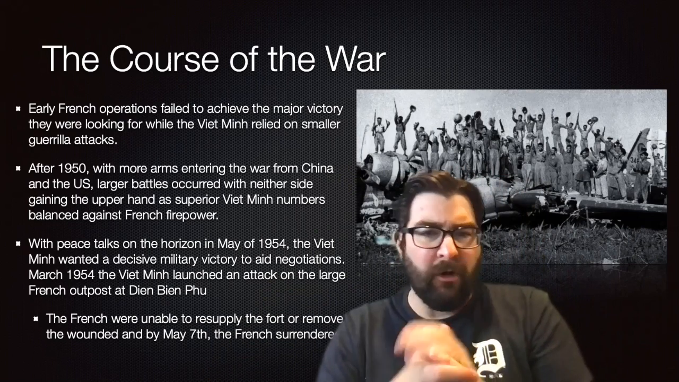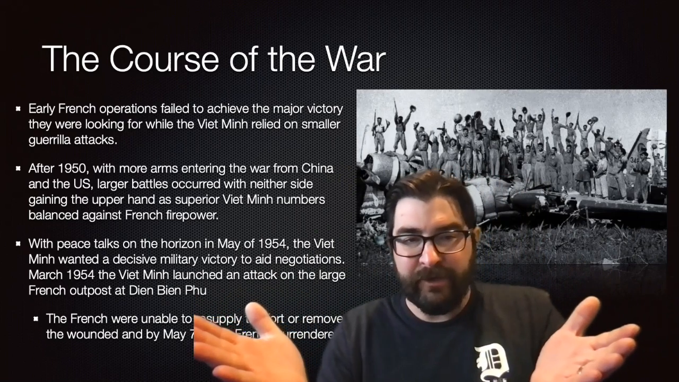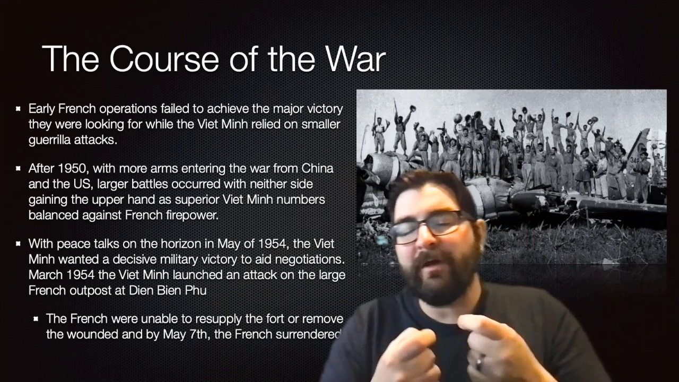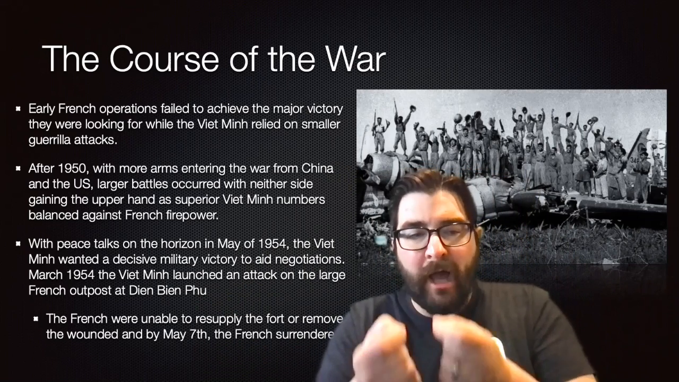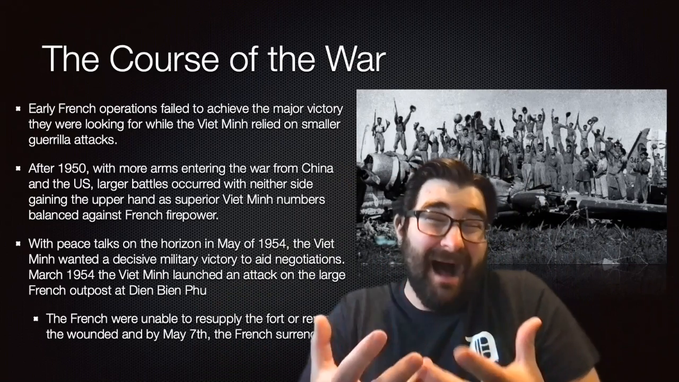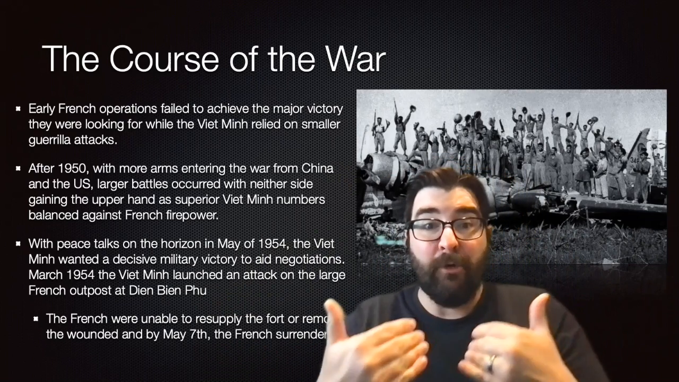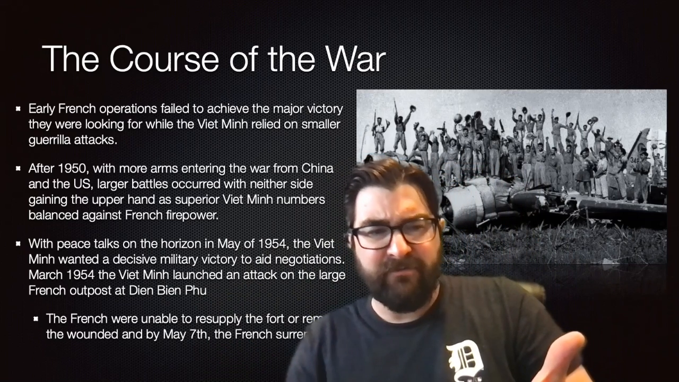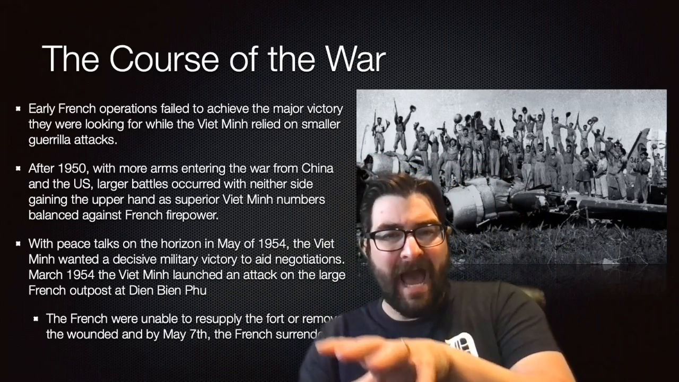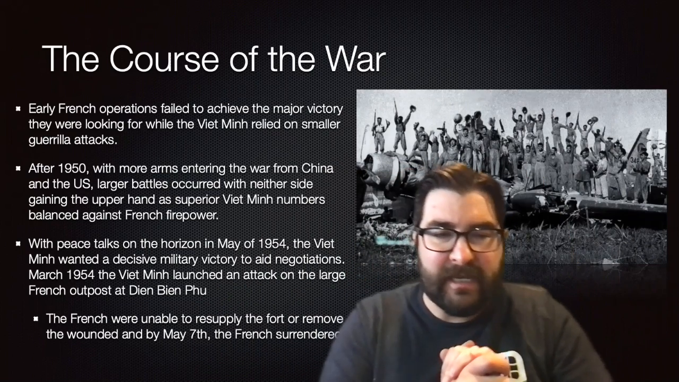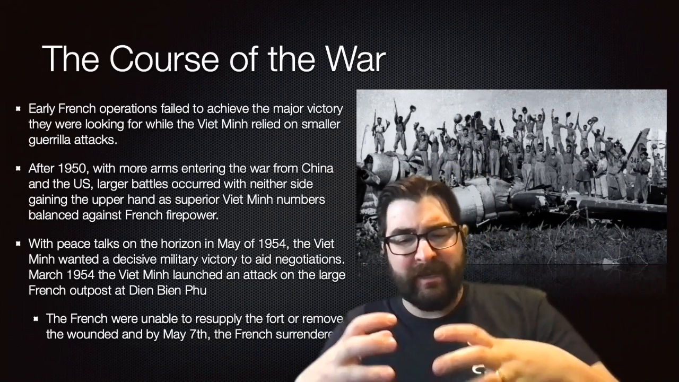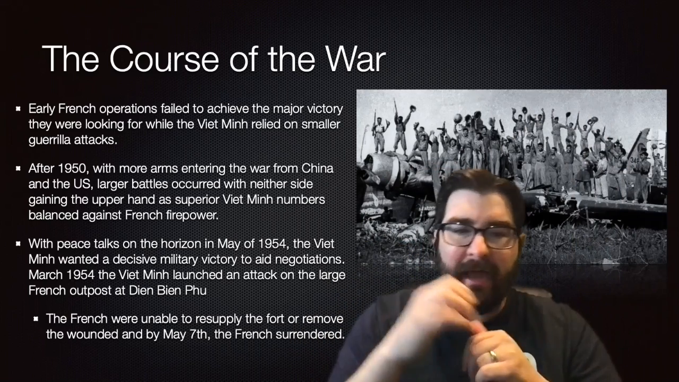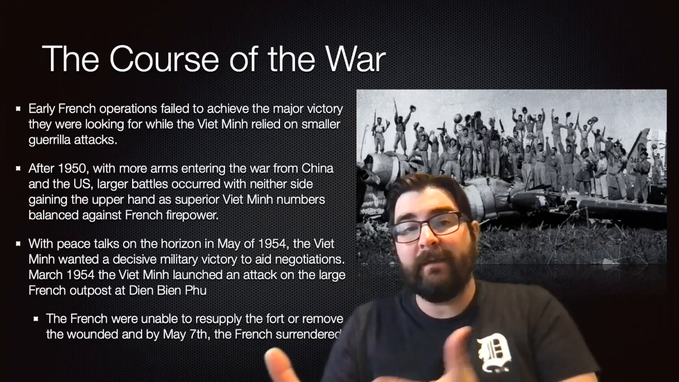By 1954, the war has gone on for nearly 10 years, and peace talks are on the horizon to bring this conflict to an end. And this is where the Viet Minh are pushing for one decisive military victory that could possibly help their negotiations be more favorable at the table. And this is going to come in March of 1954, where the Viet Minh will attack an outpost in northwest Vietnam, where the French had an outpost, a base of operations that could only be resupplied through airdrops. This is called Dien Bien Phu.